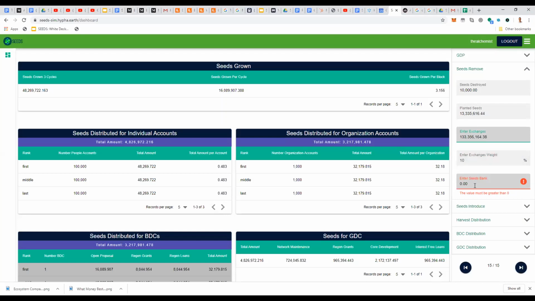My yellow on my screen, I can't read this, so let's see here. Yeah, entering the seed bank, cool.